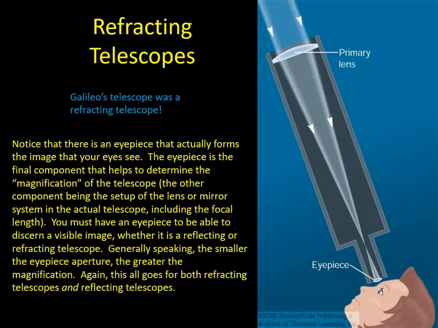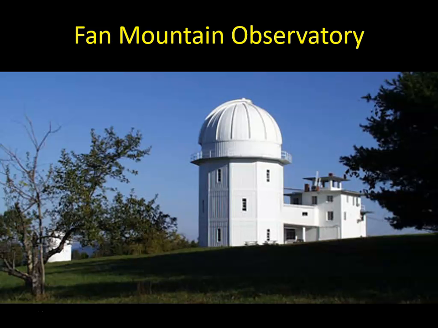Now, Galileo's telescope was a refracting telescope, the first telescope that we know of for sure that was used for scientific observations. There were other telescopes and spyglasses before, but they weren't, as far as we can tell, used for scientific observations.